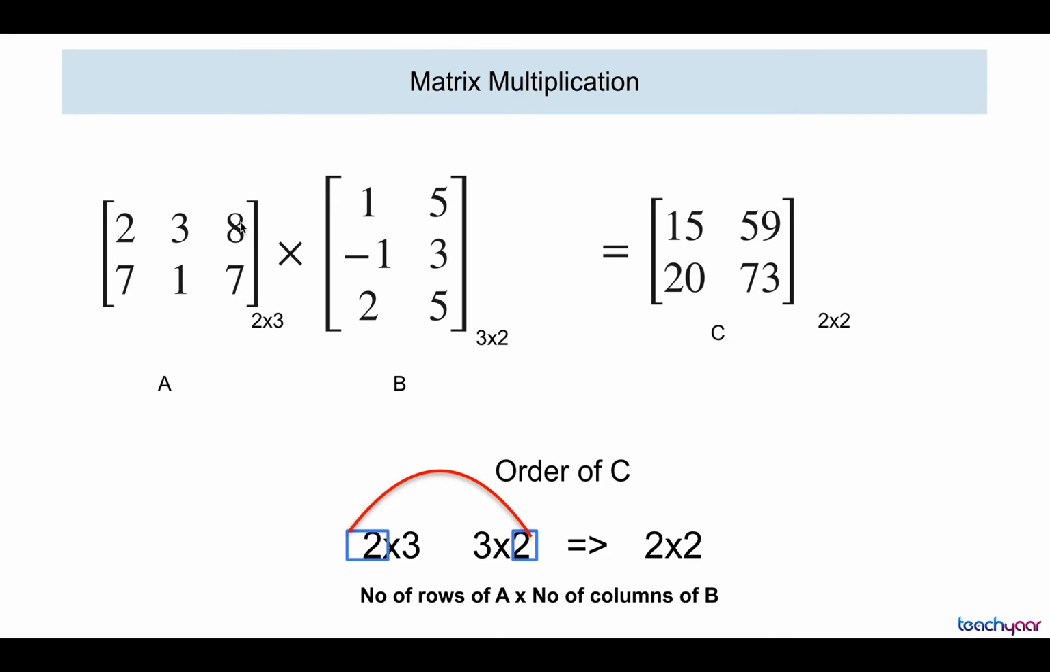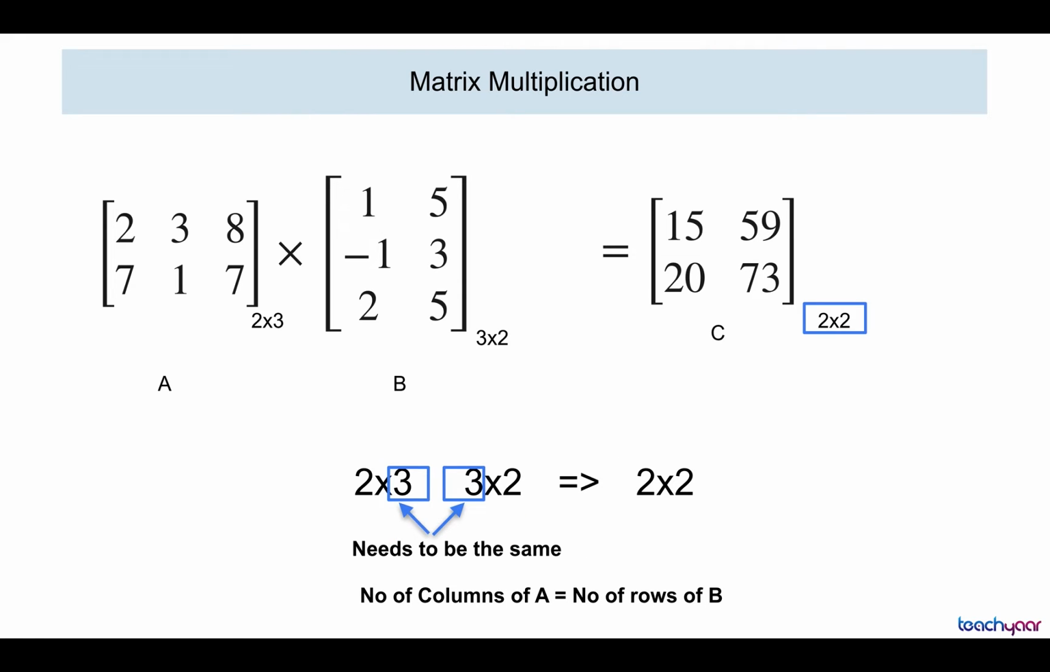So what happens if you have an extra element here, you have 4 columns here, then you don't have a corresponding element here to multiply with. So it's important that the order of C is the number of rows in A and the number of columns in B. But it's also important that the other 2 indices, the number of columns in A and the number of rows in B, are the same. Otherwise matrix multiplication is not defined, right? So that's equally important, and if that's not the case, it's not defined.